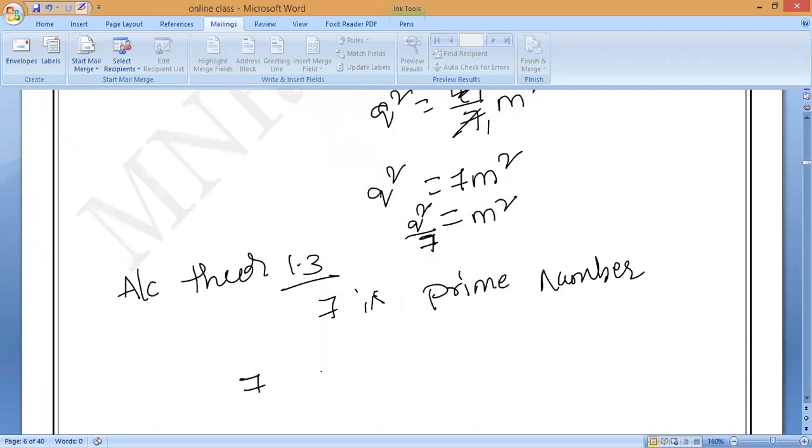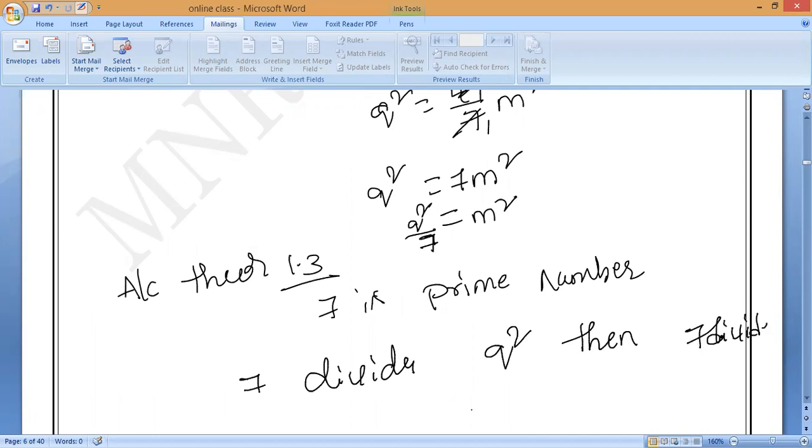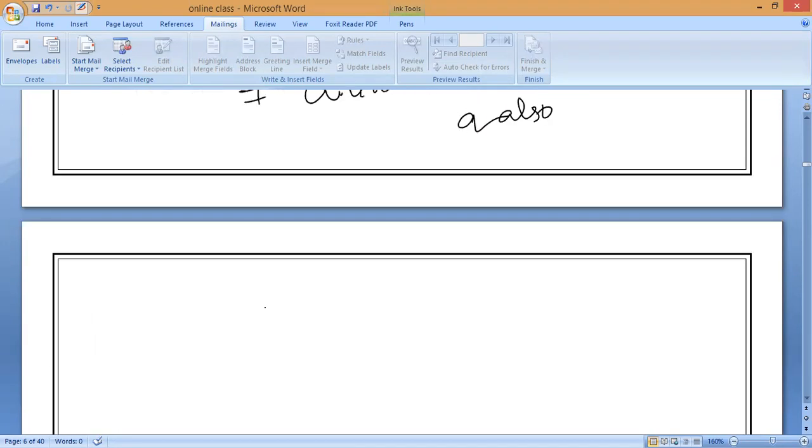7 divides q square, then 7 divides q also. So 7 is one factor of q.